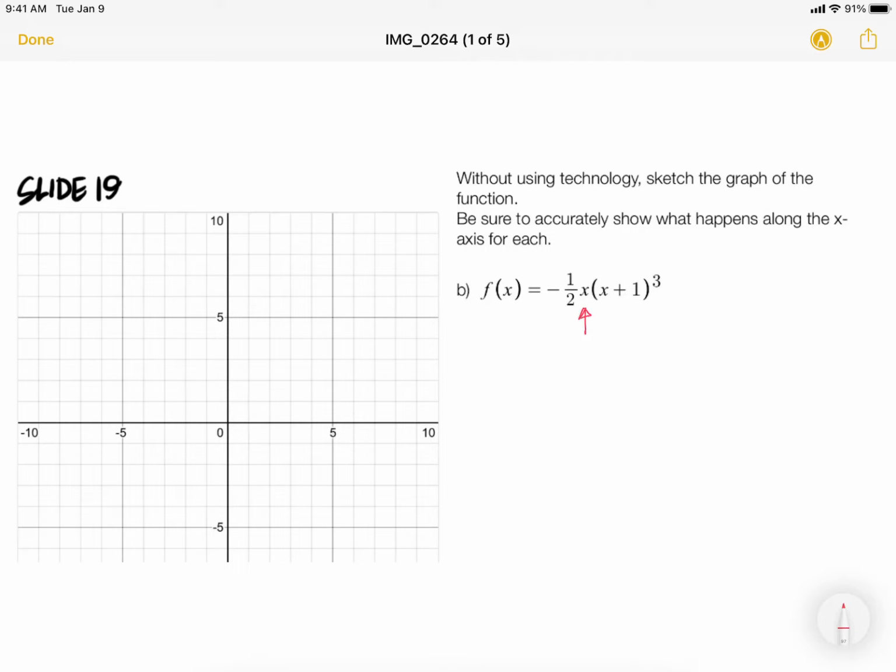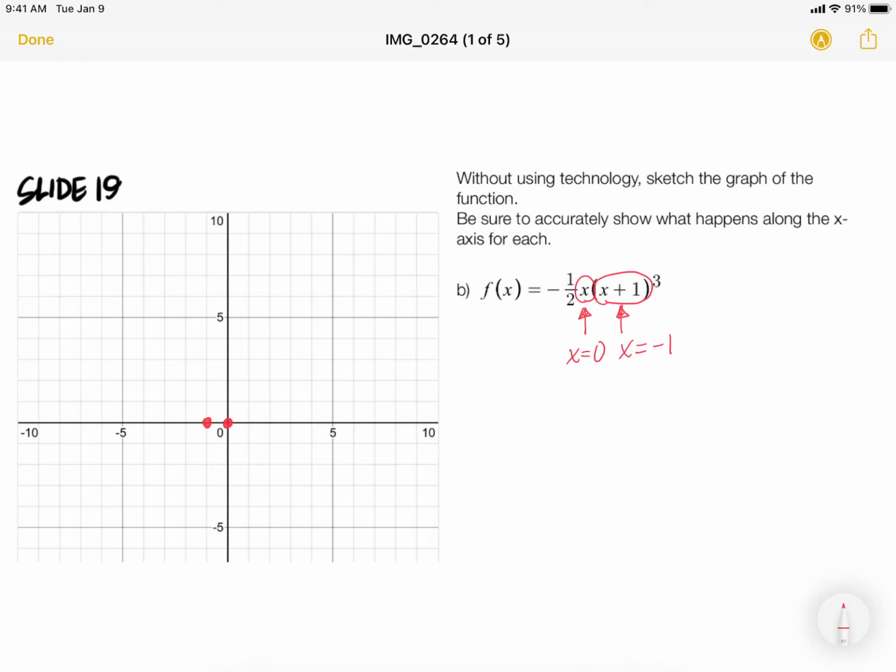So right here, each one of these factors gives us an x-intercept. Each one of these factors gives us an x-intercept. So this first factor gives us the x-intercept of x equals 0. So we're going to plot right here at 0. This next one gives us the x-intercept of x equals -1. So we're going to plot right here at -1.